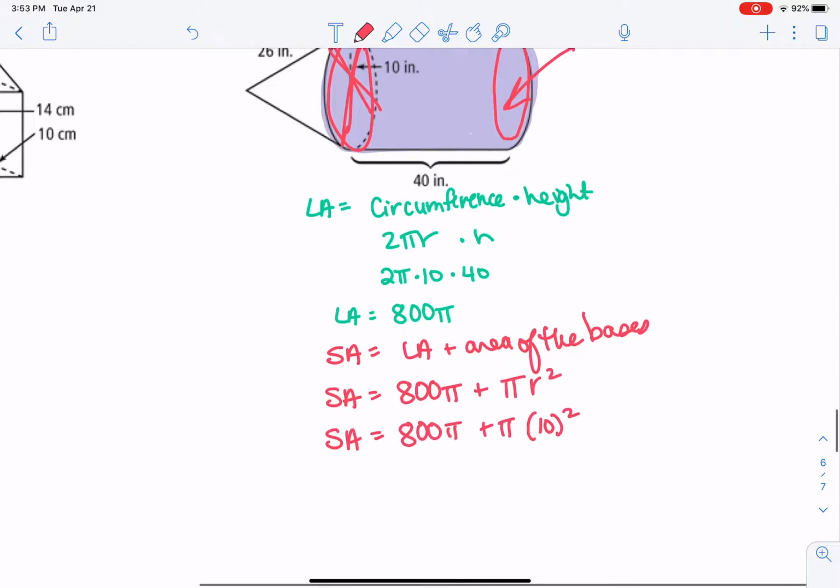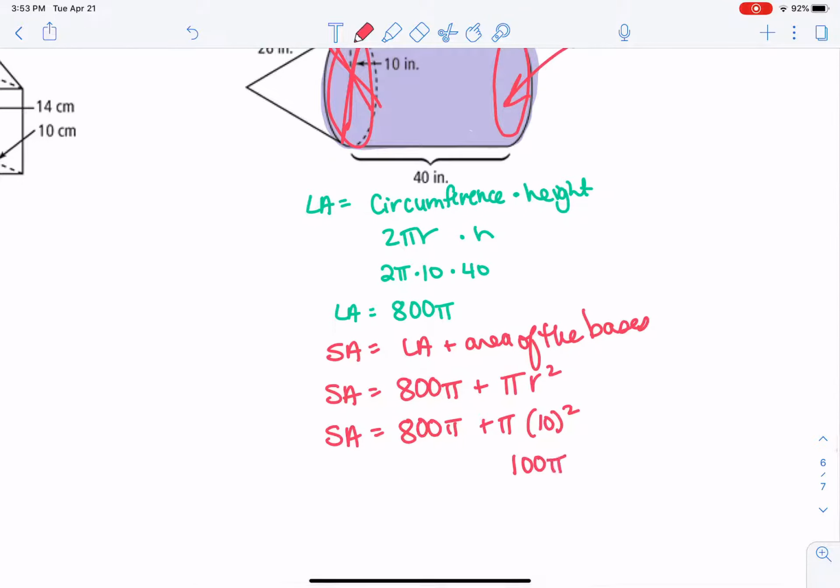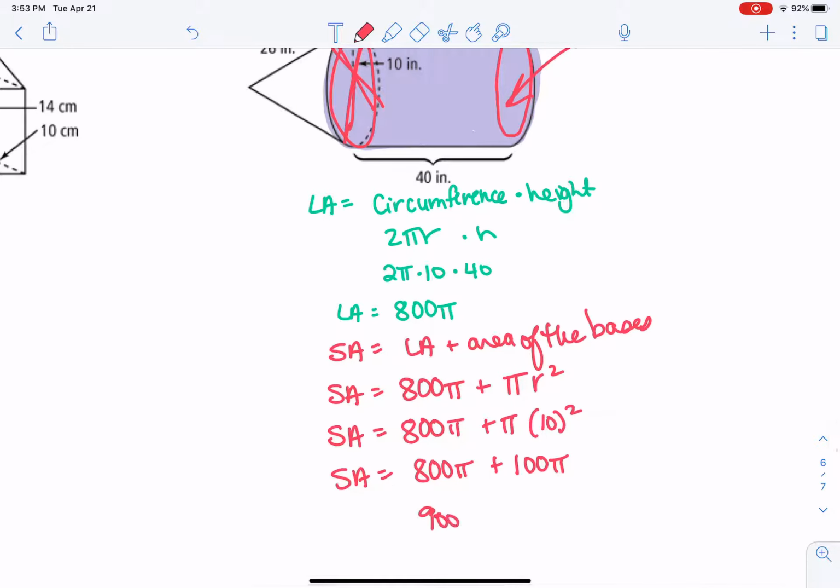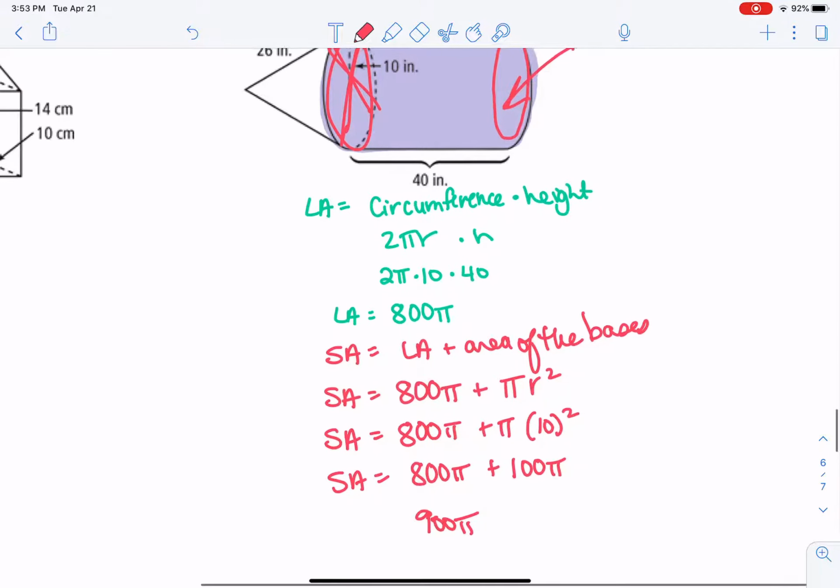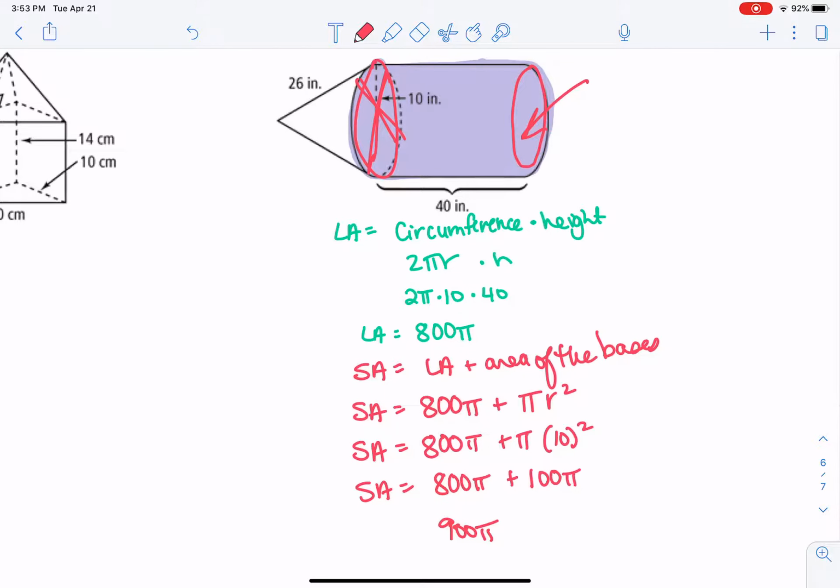That would be 100 pi, plus the 800 pi gives me a surface area of 900 pi. We could turn that to a decimal if we'd like. Now again, that is just the purple shape. We did not do the top of the purple cylinder because it's covered up by the cone.